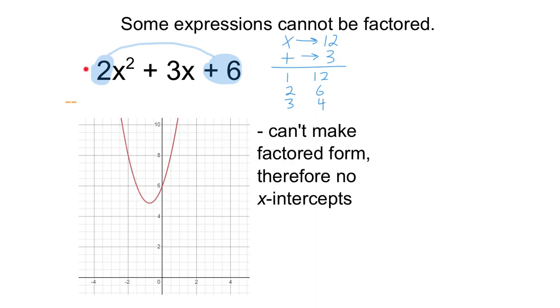Now here's why. If I graphed this function, it would look like this. Notice that there are no x-intercepts. Remember the factored form shows you where the x-intercepts are on the function? Well, if you can't make the factored form equation, that means you don't have any x-intercepts on the graph. So that makes sense. Just be on the lookout for this, because if the question says factor if possible, you need to be on the lookout for whether or not you can actually factor the expression.